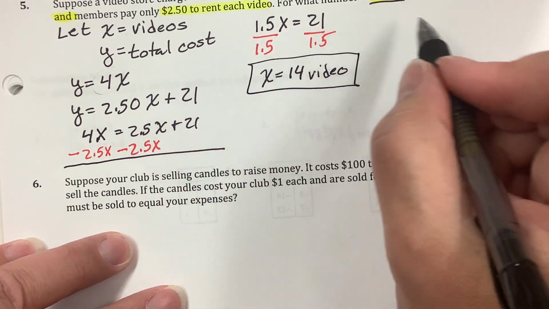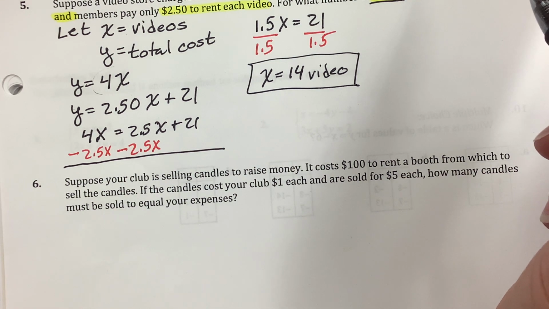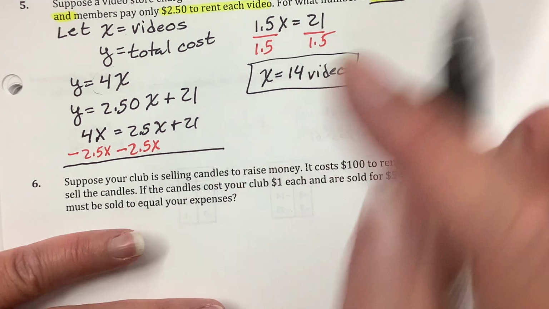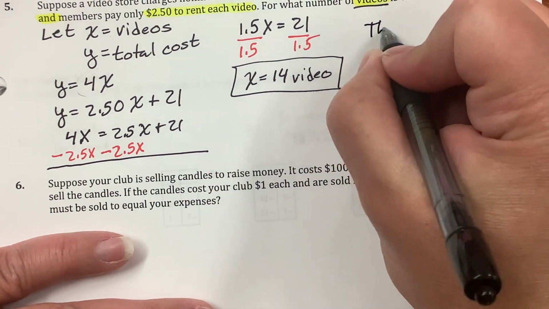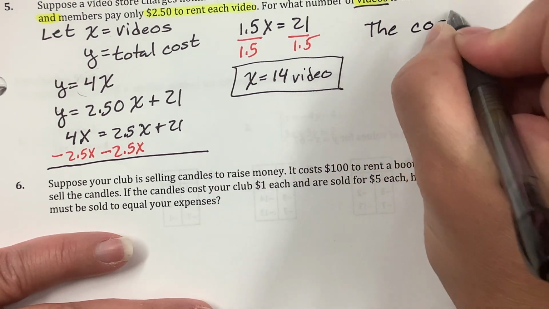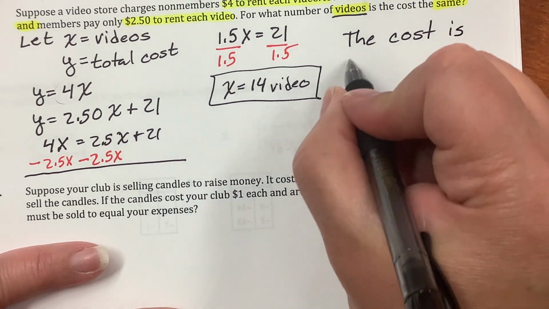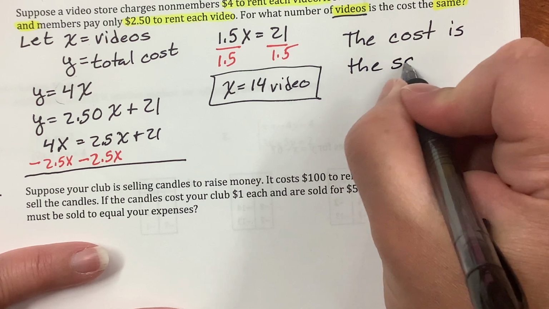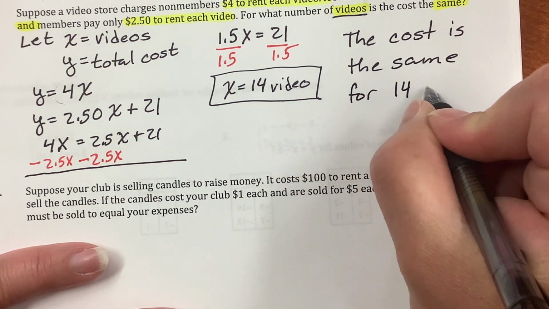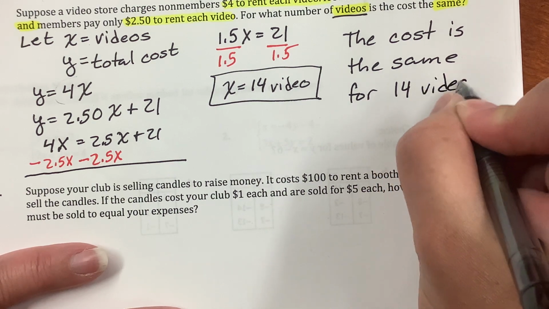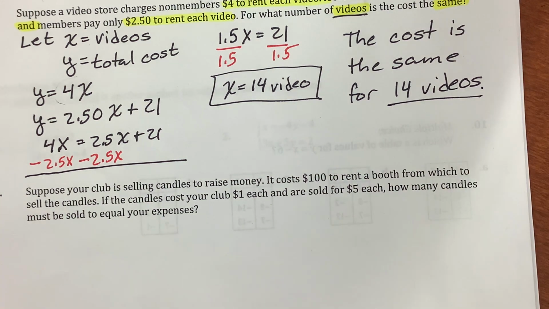Now I have to answer the question. Does it ask me how much money it's going to cost to rent these videos? No. All it says is, for what number of videos is the cost the same? So the cost is the same. Gotta write a sentence. You know that if they give you a word problem, they want a word answer. Cost is the same for 14 videos. There we go. And underline videos because that's the answer they're looking for.